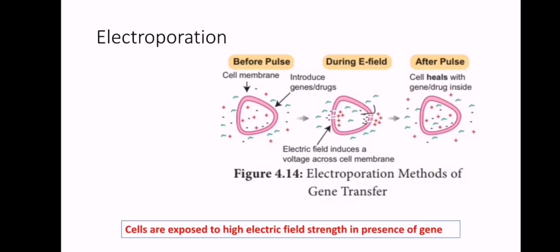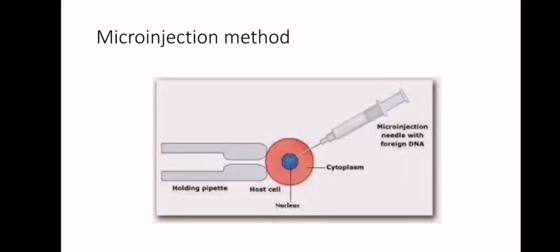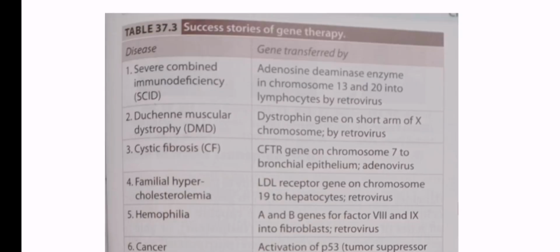Next one is electroporation. The cells are exposed to high electric field strength in the presence of gene. That's all you have to know. Microinjection method. It is the direct injection of the foreign DNA under consideration, or the healthy DNA, into the host nucleus. There are different success stories of gene therapy.